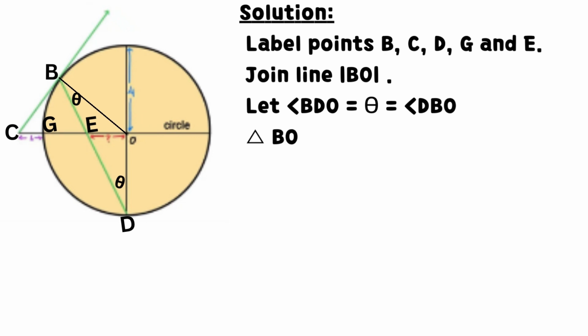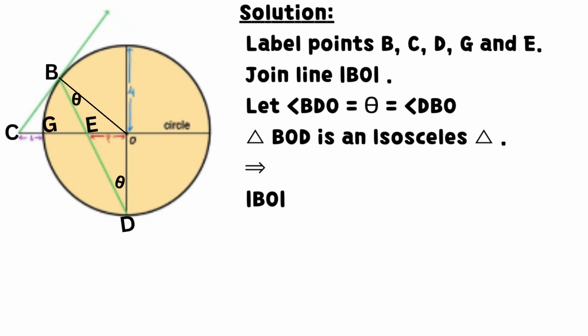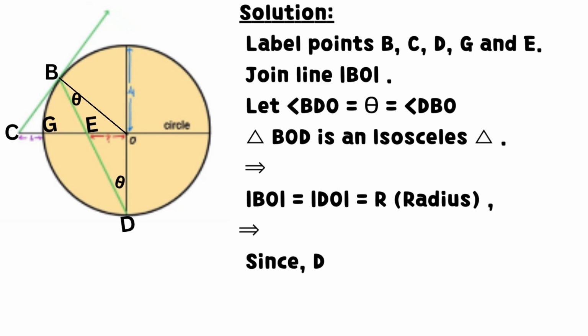Join line B, O. Let angle BDO equals theta, which equals angle DBO. But triangle BOD is an isosceles triangle. It implies that line BO equals line DO, which equals R, the radius of the circle. It follows that DOE is a right triangle.